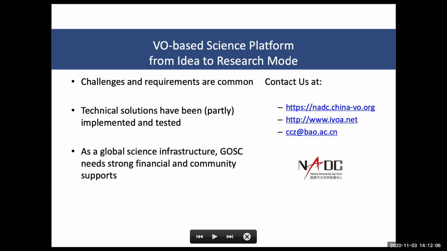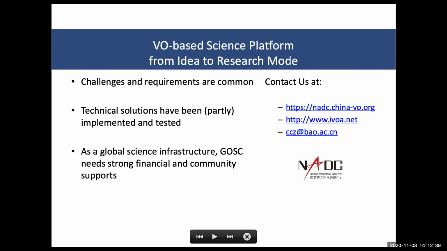Currently, our platforms have been run for several years, from idea to research mode for astronomers. But for a global open science cloud, I feel we are facing common challenges and requirements, and we share the same feeling and the same roadmaps. And now the technical solutions have been, at least partly, implemented and tested.